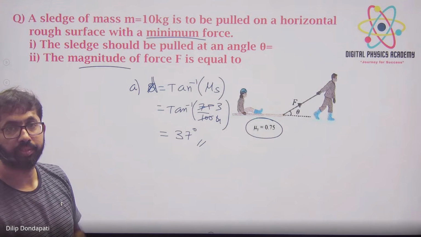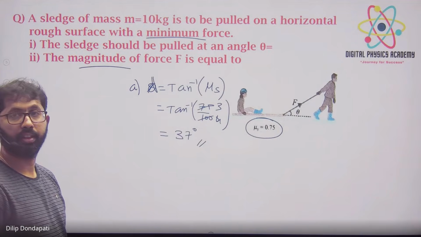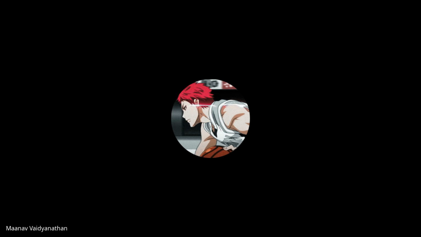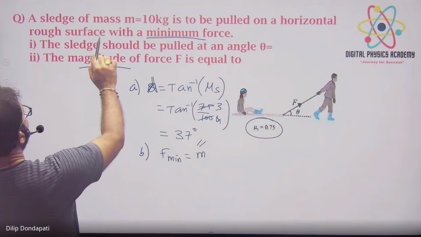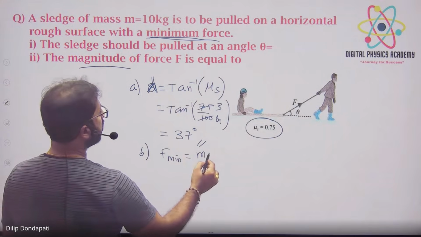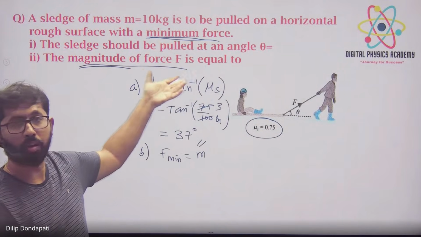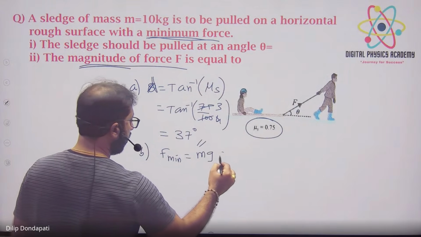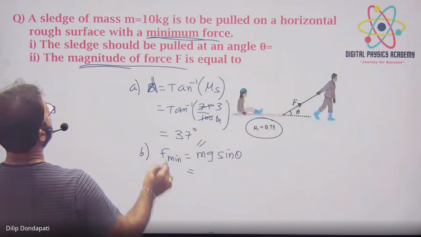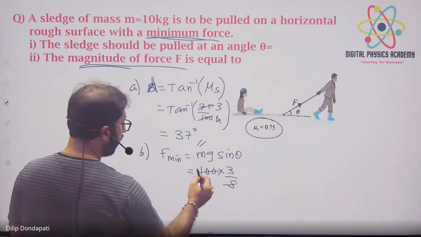Did you get it? Would it be 75? No, why 75? mg sin 37, right? 3 by 5, right? Sir, but why are we taking only the minimum force? Look, he's pulling on the horizontal surface, with the minimum force given in the question. He is pulling with the minimum force, and that value of force is what is being asked. mg sin theta is the formula, and theta is nothing but the angle of friction. So mg, that is 100, into sin 37, which is 3 by 5, gives 60.